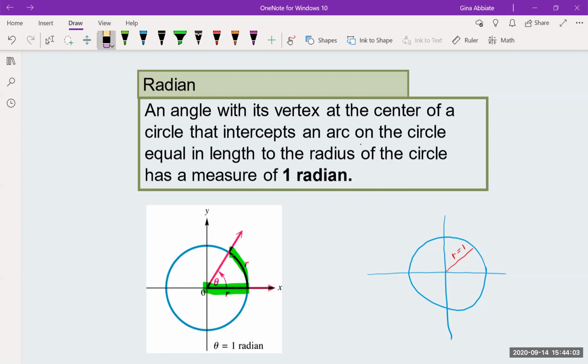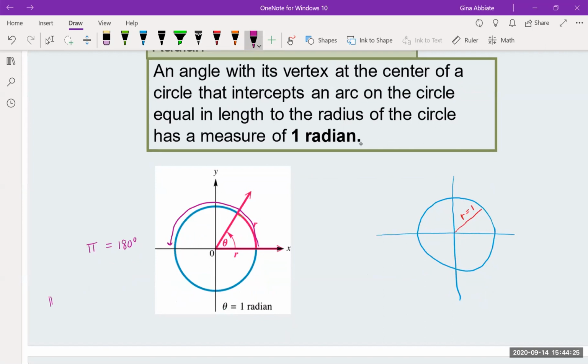Now, another idea to think about, because some of you may remember this from classes you had in high school, is that when I go from the position of 0 degrees all the way to 180 degrees, this will have the measurement in radians of pi. And we know that pi has a decimal approximation of 3.14.